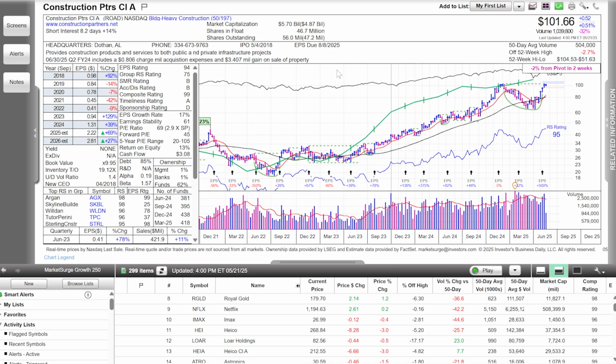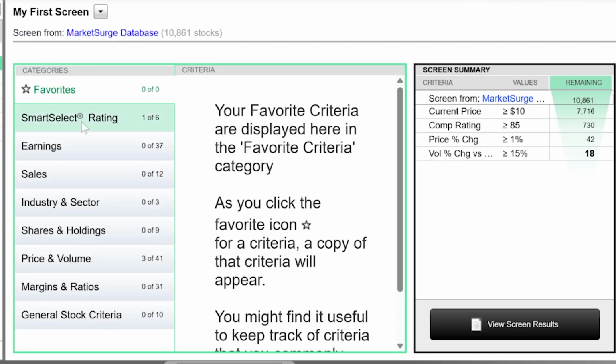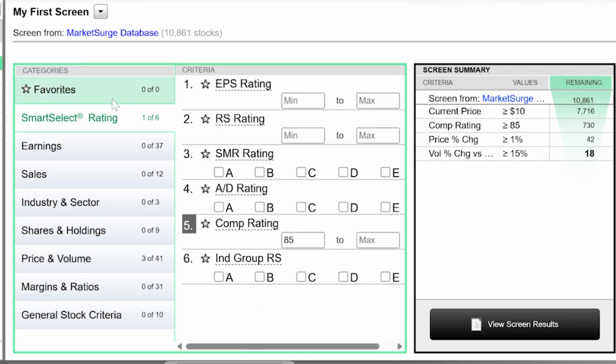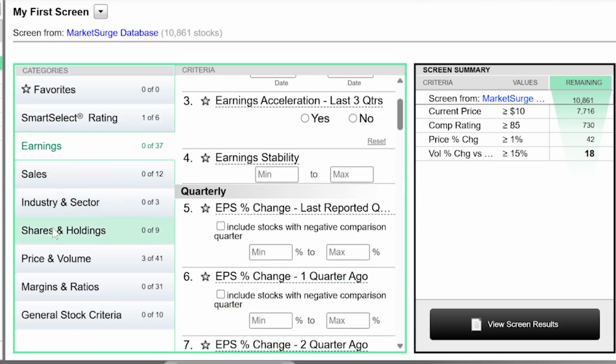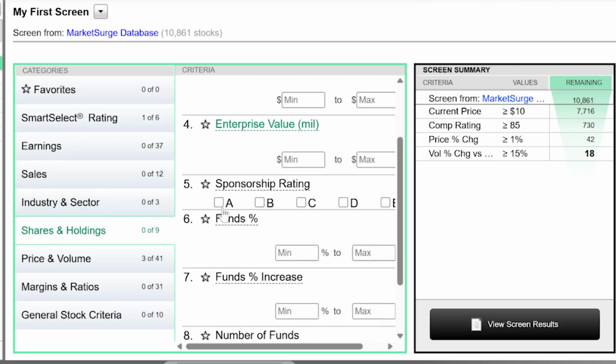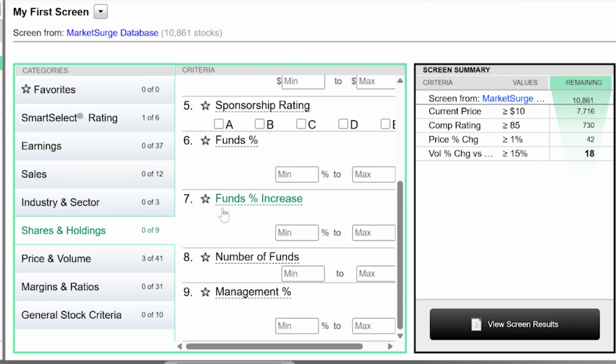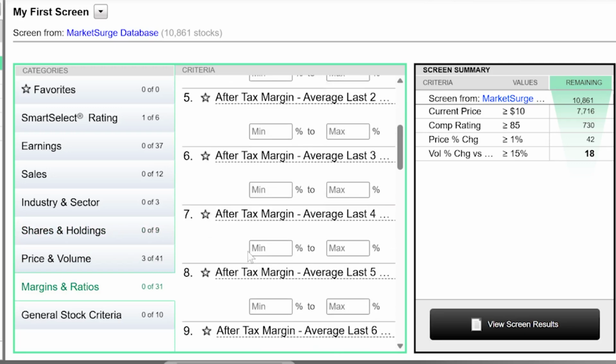The other key way that MarketSurge gives you to find stock ideas is through the screener. So you can easily create your own screen, and there's a lot of different criteria here. You can basically set criteria based on the EPS rating, relative strength rating, sales margin and revenue rating, and more. You can dive into all sorts of metrics around earnings. You can look at shares outstanding, what percentage of a stock's shares are held by funds. You can dive into financial ratios and more.